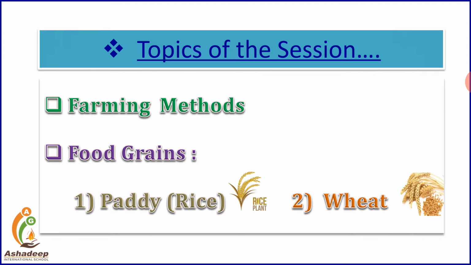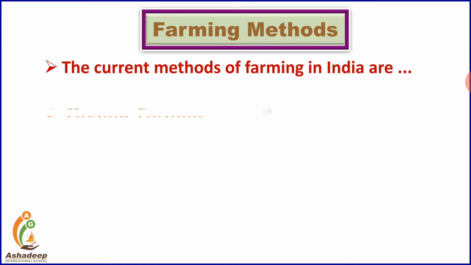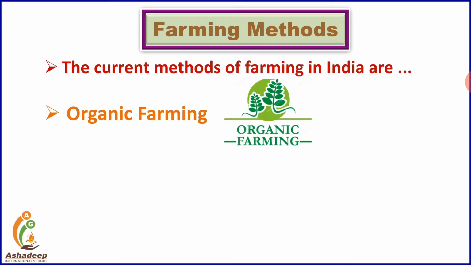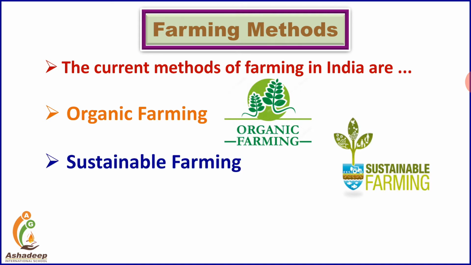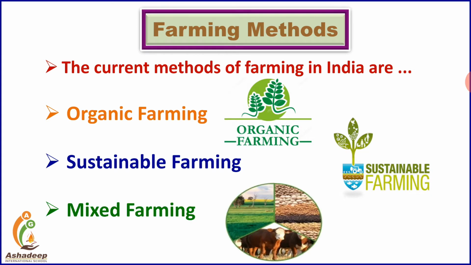So let's begin first of all with the different farming methods adopted by Indian farmers in different regions. On the basis of criteria, they are divided into three types. First one, organic farming. Second one, sustainable farming. And the third one is mixed farming.